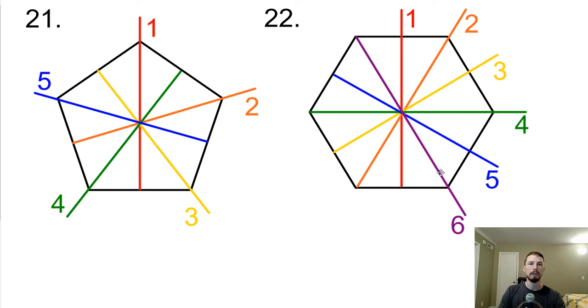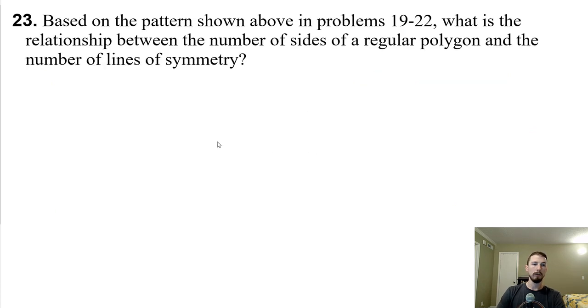So the number of sides on a regular polygon is equal to the number of lines of symmetry that we're going to have. Based on that pattern from 19 through 22, what is the relationship between the number of sides of the regular polygon and the number of lines of symmetry? They're going to be equal.